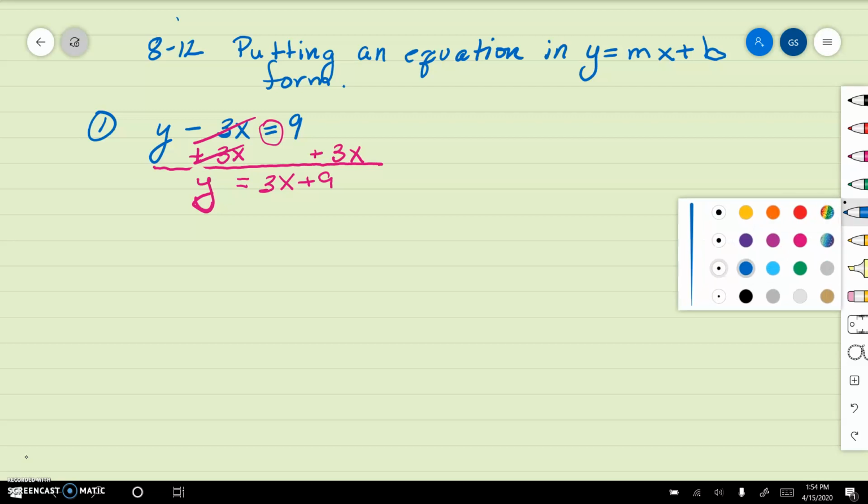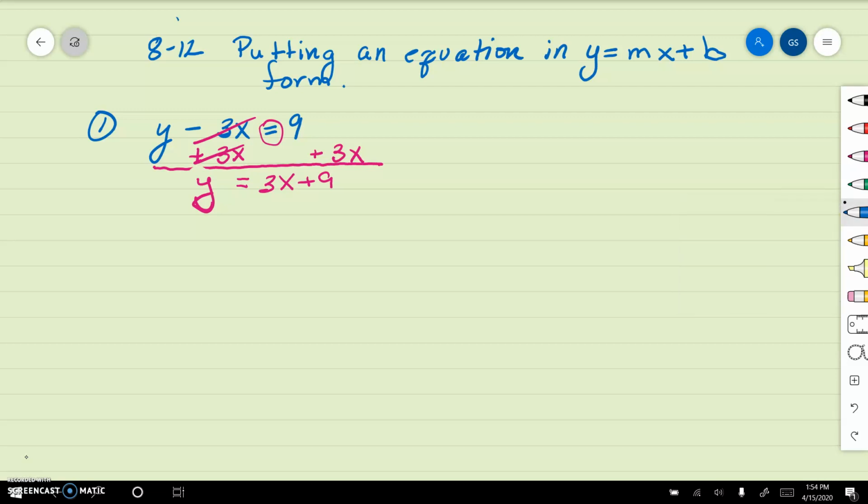Hit pause if you're still trying to copy this down. All right, number 2 is 2x plus y equals 1. So what we want to do is get the y alone on the left side of the equal sign. So we're going to do the opposite of what we see. I see a positive 2x. I want to subtract 2x.